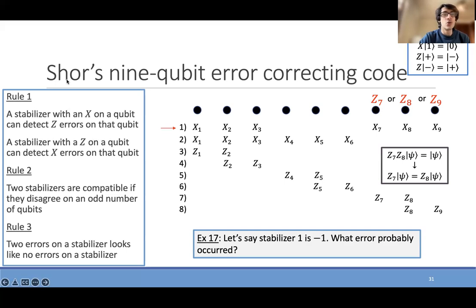Why can't Z1, Z2, or Z3 have happened in this case? Because Z1, Z2, and Z3 would have also flipped the second stabilizer. So if we measured that the first stabilizer was -1, but the second stabilizer was still 1, then we know that Z1, Z2, or Z3 didn't happen.